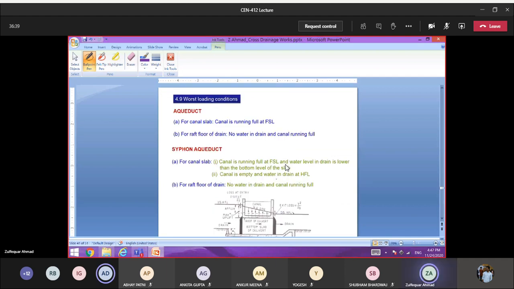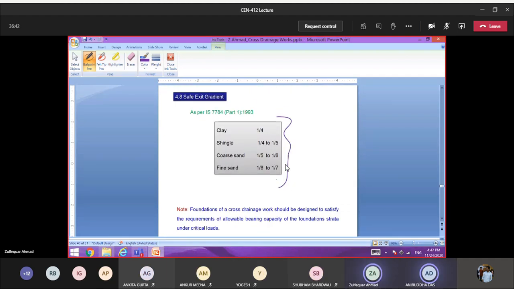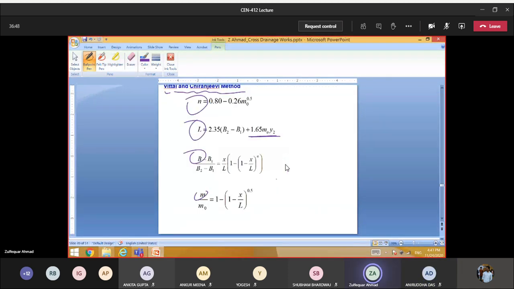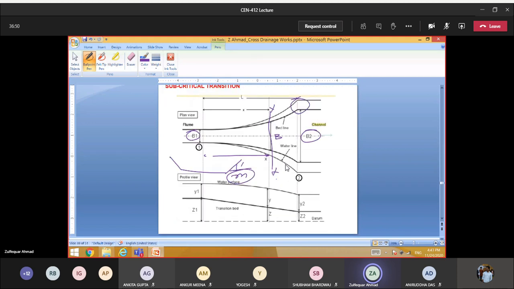Sir, this method is true for all types of transitions? Yes, once you have transition from rectangular to trapezoidal, both in the contraction and expansion. From rectangular to trapezoidal or trapezoidal to rectangular, not to the other shapes.